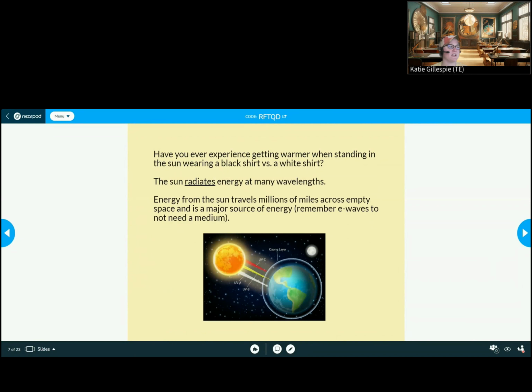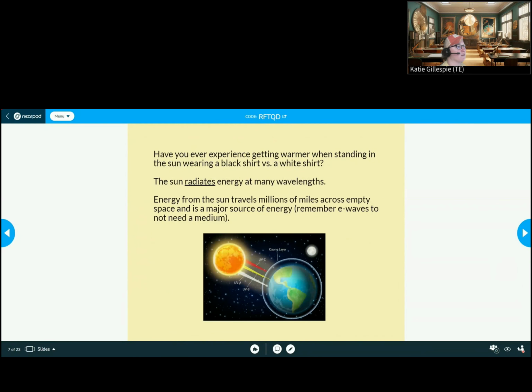The sun does radiate energy at many wavelengths. I do want to reiterate that point. It's not just visible light that we're talking about here. There are many other wavelengths or energies that we're going to discuss in the electromagnetic spectrum that the sun does radiate as well. The energy from the sun does travel millions of miles, 93 million miles.